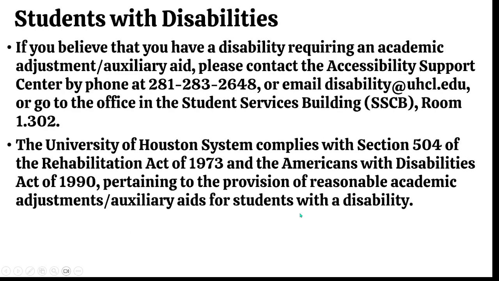If you believe you have a disability that requires an academic adjustment, accommodation, or auxiliary aid, you need to contact accessibility support. You can do that by contacting them by phone, or you can email disability@uhcl.edu, or you can go in person to the Student Services Building, room 1.302.